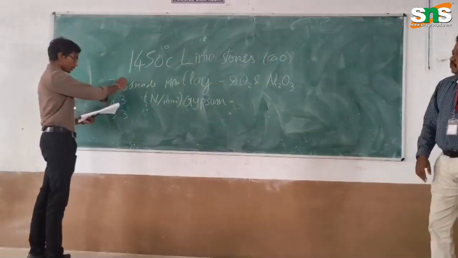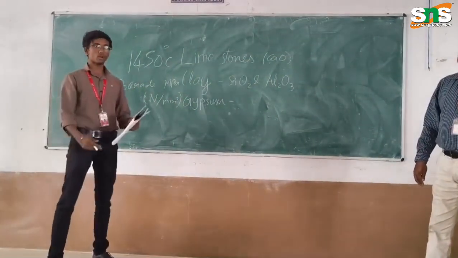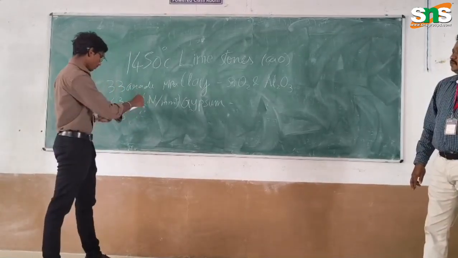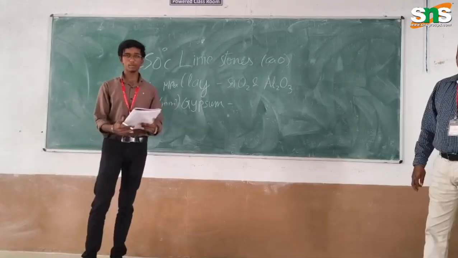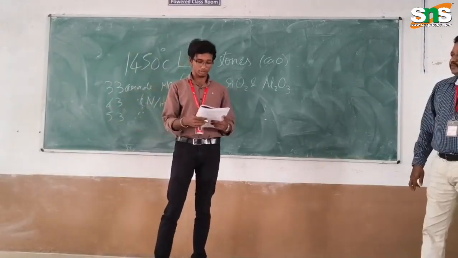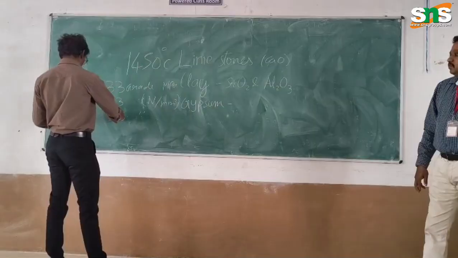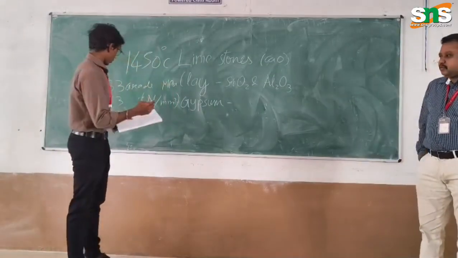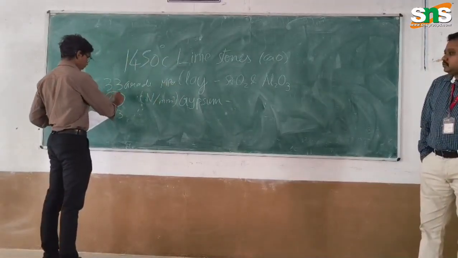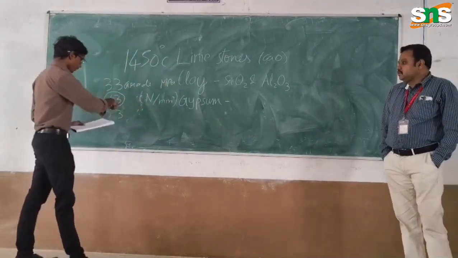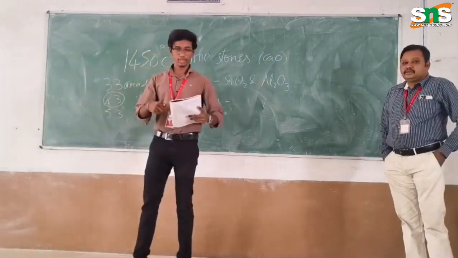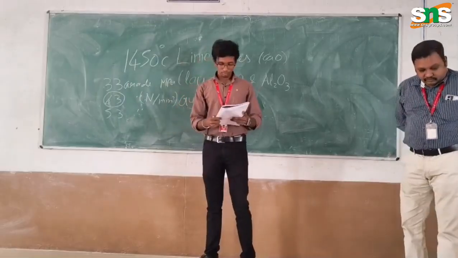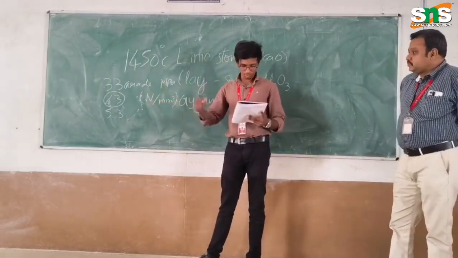33 MPa cement is used for low-rise buildings, and it is also used for plastering. Next, 43 grade is used for residential and commercial RCC, which we commonly use for our buildings. And 53 grade is used for high-rise bridges and heavy load structures. The most commonly used is 43 MPa, because 53 MPa is comparatively stronger, but it requires strong and perfect curing. Hence, 43 grade is most commonly used.